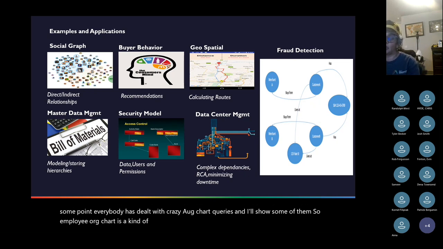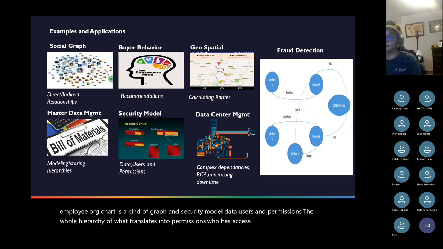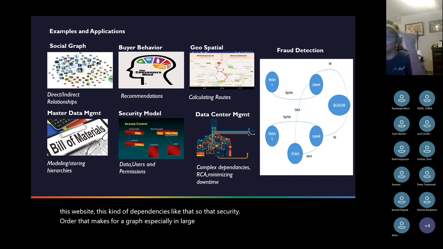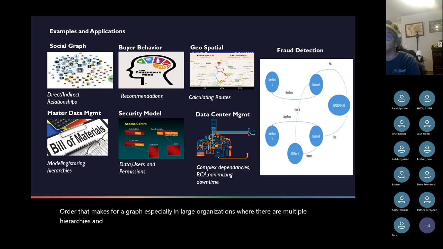And security model, like data, users, and permissions, the whole hierarchy of what translates into permissions, who has access to what, this database, this website, dependencies like that. So that security model makes for a graph, especially in large organizations where there are multiple hierarchies and complex interdependencies. This makes for a very good candidate.